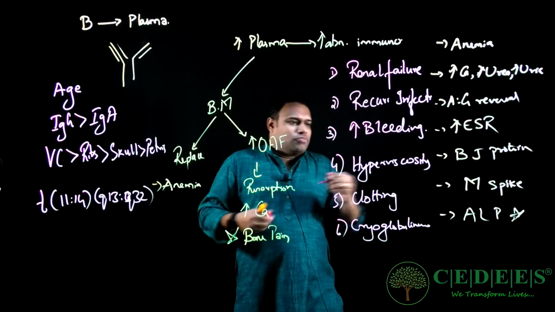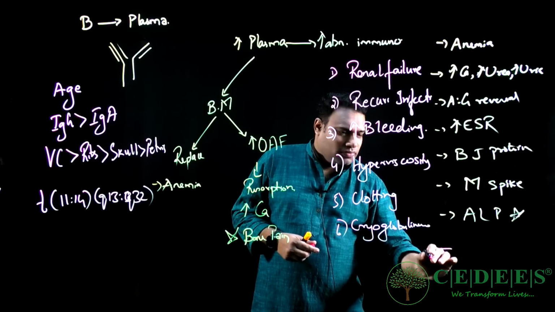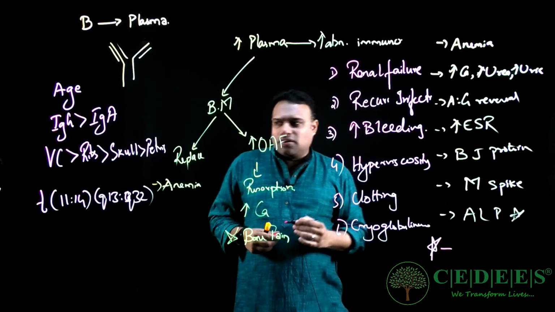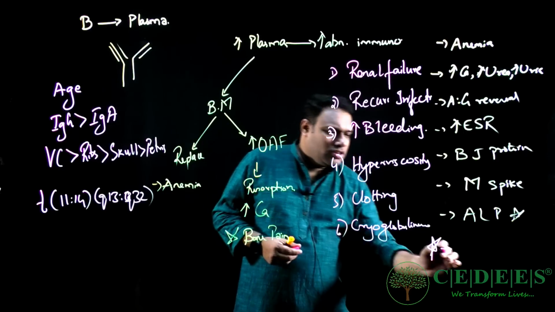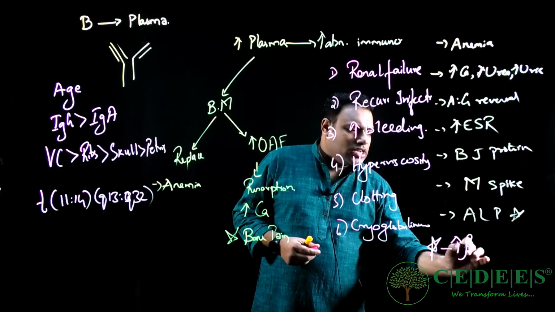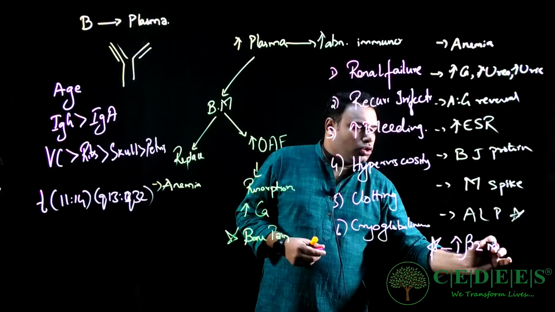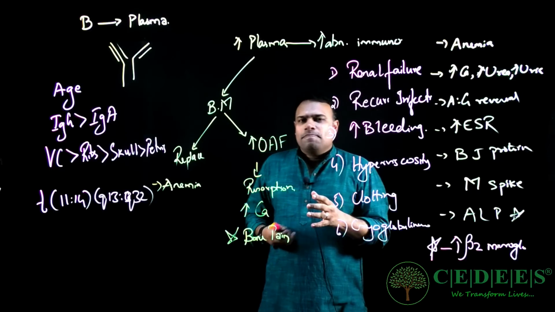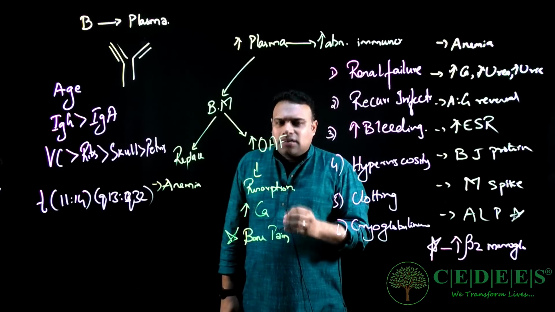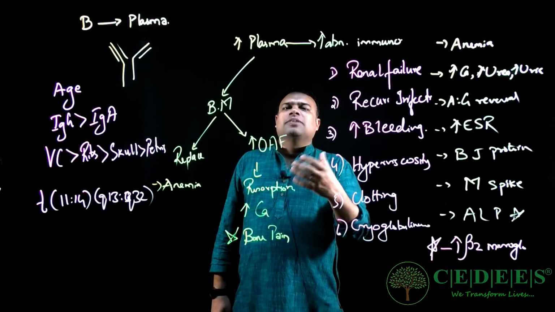Now I'm going to write the most important factor, probably in a different color. I wanted to remember that, and I put a star around it. One of the most important factors is the increase in what is called beta-2 microglobulin. Now please remember this fellow. This beta-2 microglobulin is the most important prognostic factor of multiple myeloma.